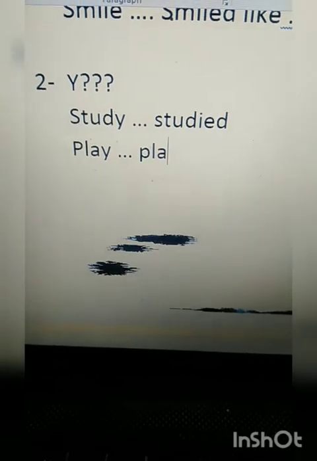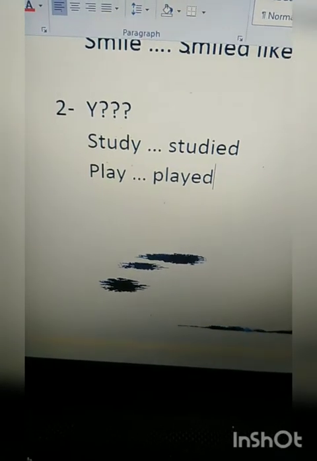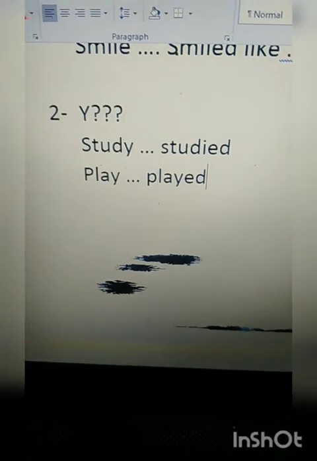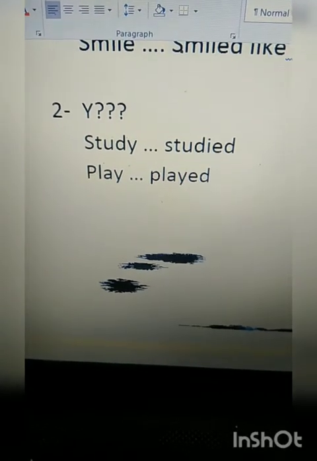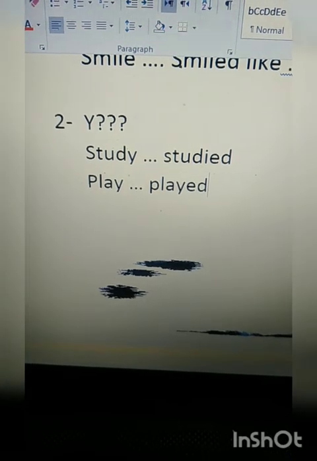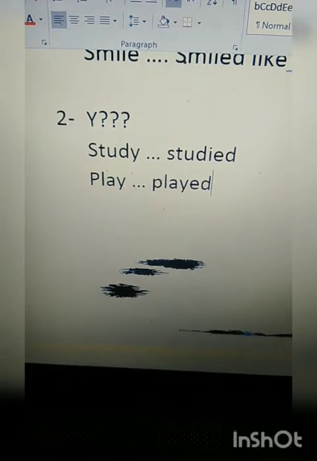So I have to leave the letter Y as itself, then I add ed. Again, if the verb ends with Y, I have to look at the letter before the last. If it's a consonant, I take off the Y, change it to I, then add ed. If the letter before the last is a vowel, I only add ed.